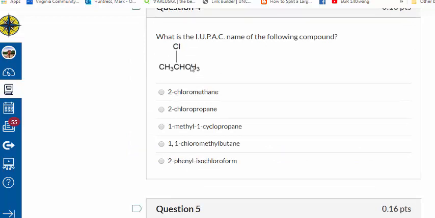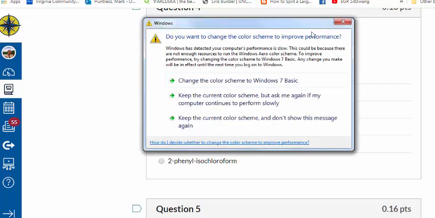I'm going to let you guys do this one, but here's a hint. First step is find your main chain of carbons, and here it is. It's 3 carbons long. This is not a carbon. That's a chloro substituent.